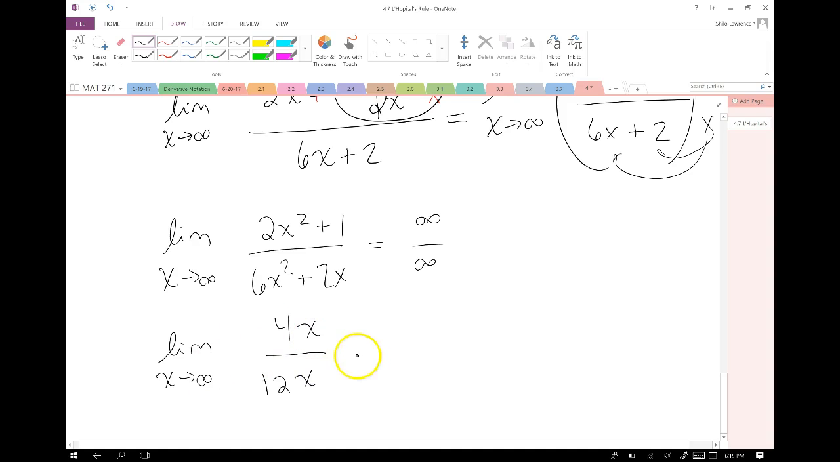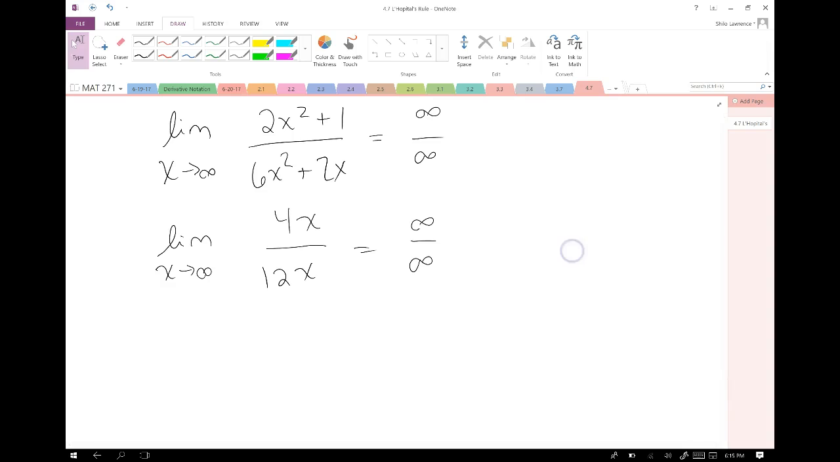Plug in infinity, you get infinity over infinity. Still indeterminate, which means you can take the derivative again. As long as it keeps being indeterminate, you can keep taking the derivative. Now we've got the limit as x approaches infinity of 4 over 12. There's no x's in there anymore, which means that limit is going to be 4 over 12, or 1/3.